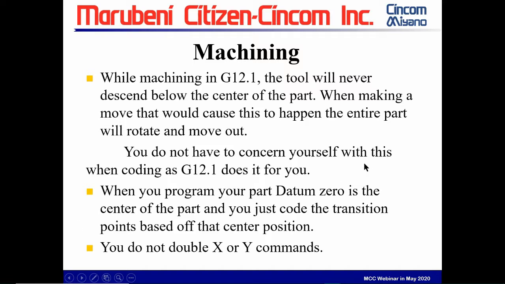When you program your part, your datum 0 is the center of the bar, technically, not the part. My bad on that. It is the center of the bar. You just need to code the transition points based off that center position. In other words, 0, 0 is the middle of the bar. Everything that you're moving outside is based off that being 0, 0. You do not double your X or Y commands as well. They correct position from the center.